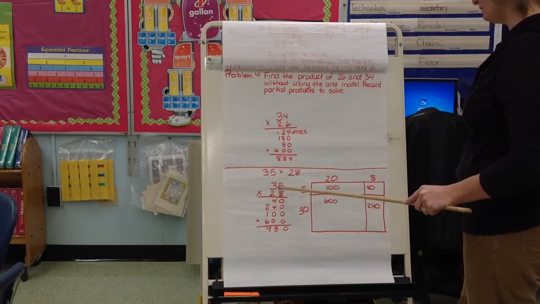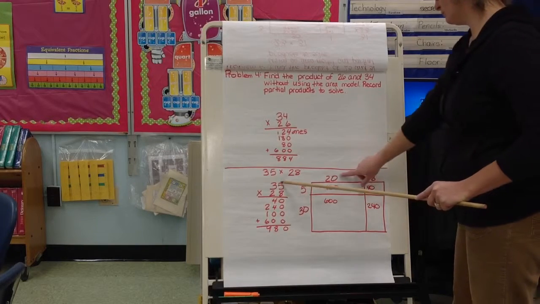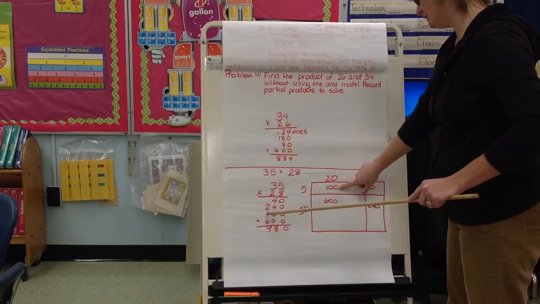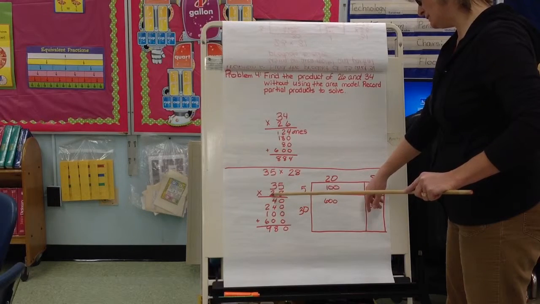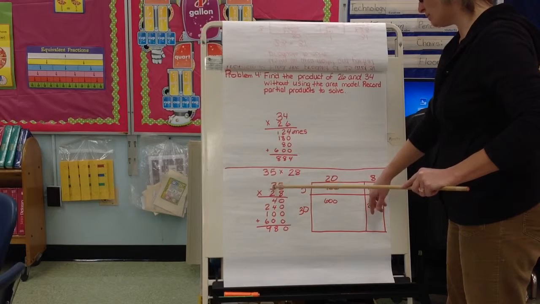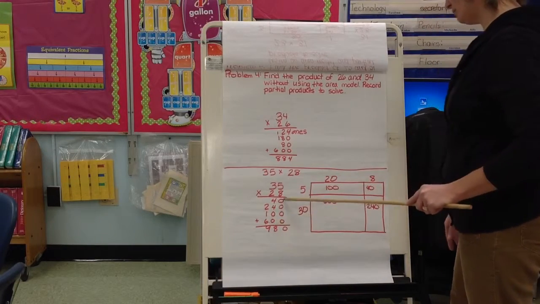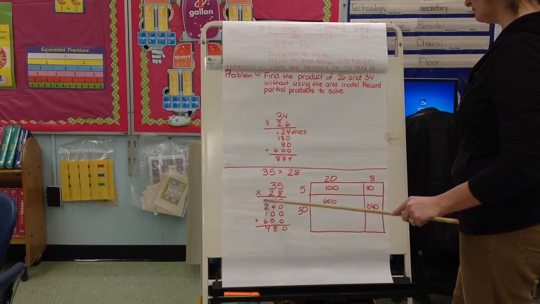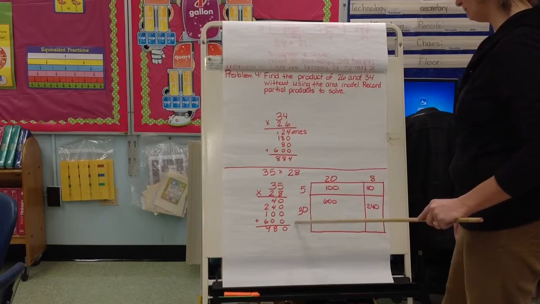Now we multiply by the tens. Well, 2 tens times 5, or 20 times 5 is 100. That's right here. 20, or 2 tens, times 30, which is 3 tens, which is right here, is 600. So I've recorded my partial products, and I have 980 when I add them all up.